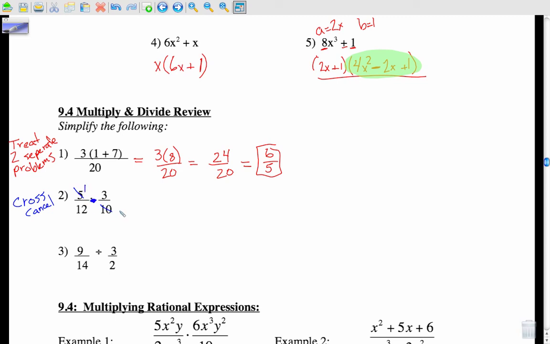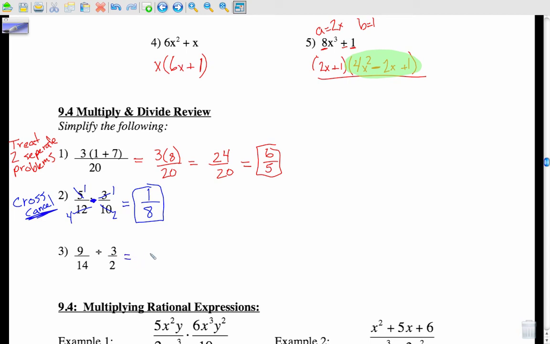Like 5 and 10, since those can be divisible by 5, I'm going to do that. 5 divided by 5 is 1, 10 divided by 5 is 2. And I'm going to do the same thing with 3 and 12. I'm going to cross-cancel those, so I end up with a 1 here and a 4 here. And now I can multiply straight across. 1 times 1 is 1. 4 times 2 here will give me 8. And then I don't have to do any kind of reducing. So always look for this cross-canceling.